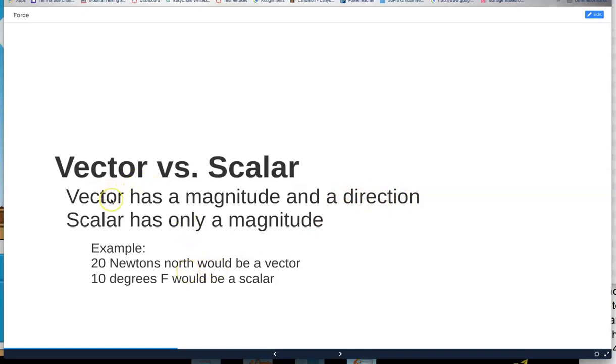So for vectors, which way something is working makes a difference. A scalar has only a magnitude, only the number. So there's our scalar on the bottom, 10 degrees Fahrenheit. It doesn't make any sense to say 10 degrees Fahrenheit north. It would make no sense to give it a direction. So a scalar has no direction. It has only a magnitude.